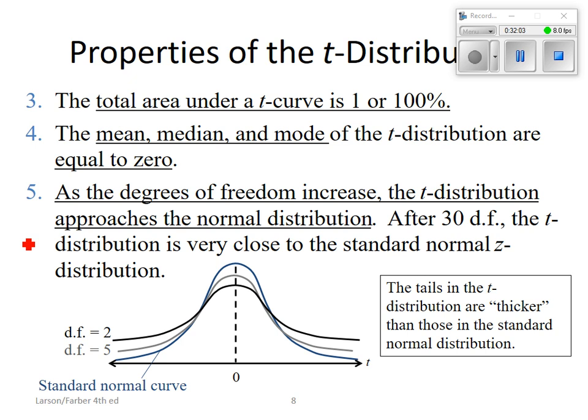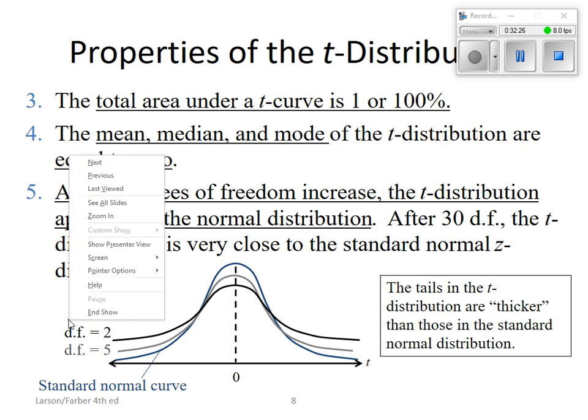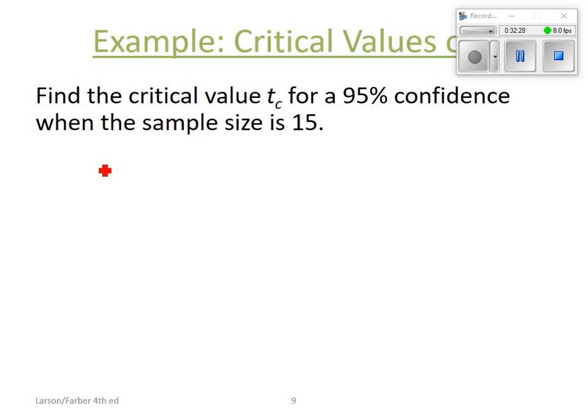This is what I tried to draw up here. You can see your degrees of freedom are 2, degrees of freedom 5, and then as you get higher and higher degrees of freedom, you get closer and closer to that normal curve. Otherwise, it's more spread out, and your error is bigger. Your chance of error is bigger.